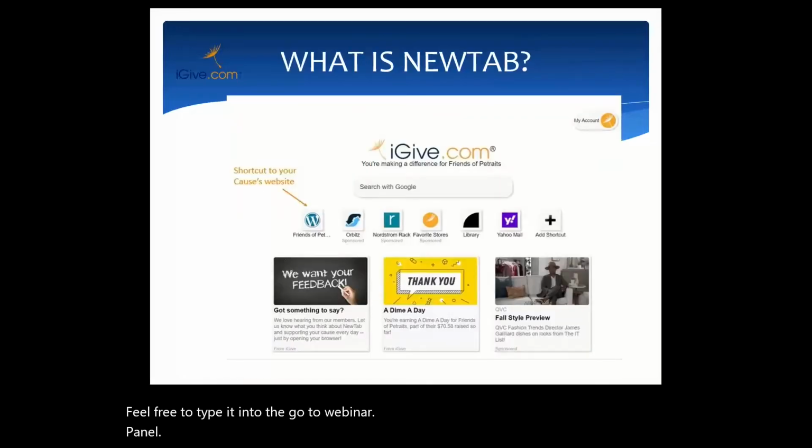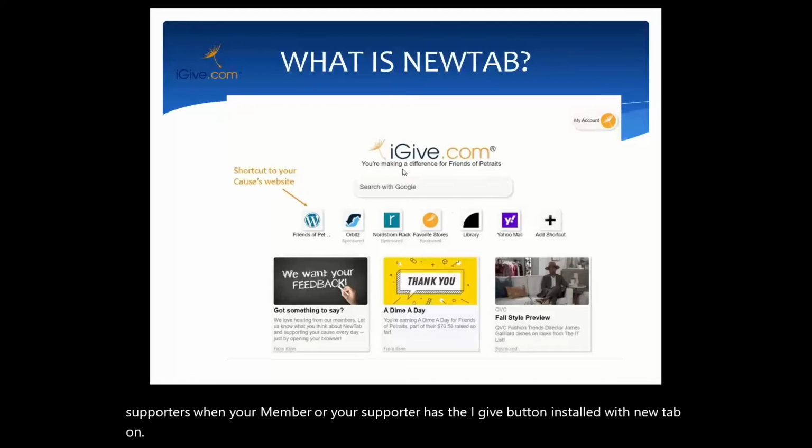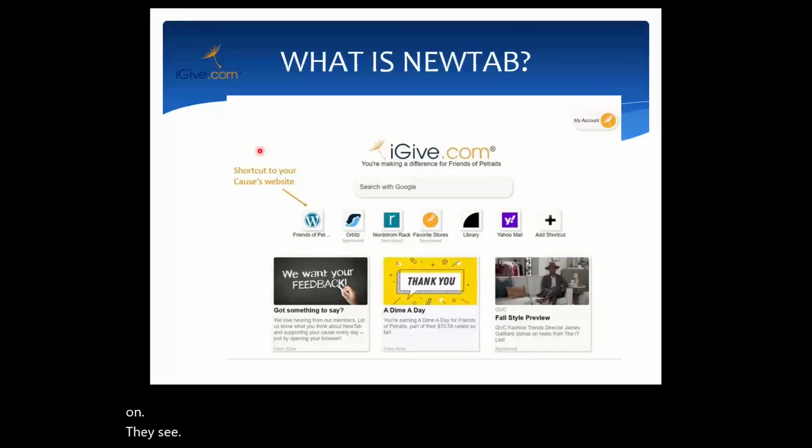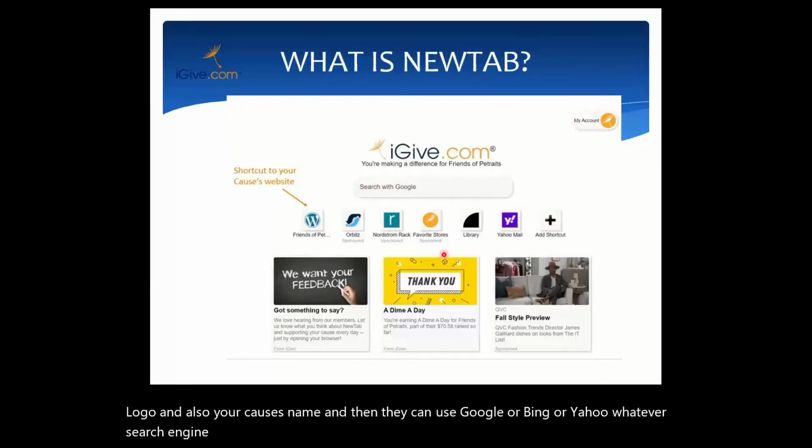So what is NewTab? NewTab is a part of the iGive button that allows you to communicate directly to your supporters. When your member or your supporter has the iGive button installed with NewTab on, they see this as their home page. So the iGive logo and also your cause's name. And then they can use Google or Bing or Yahoo, whatever search engine they want, like they normally would, and they'll see a selection of shortcuts.